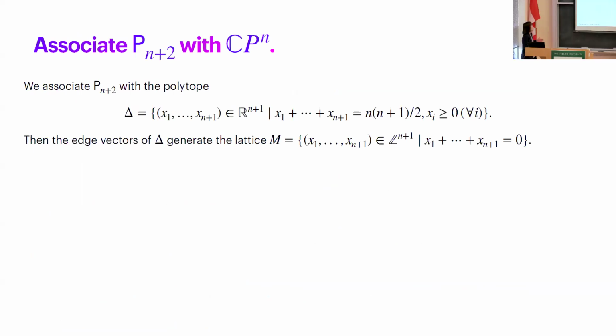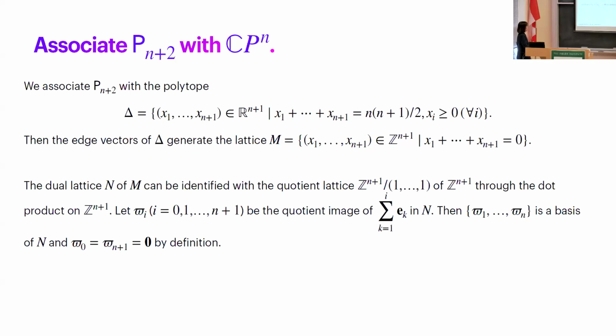Now we associate a polygon P with the complex projective space CP^n. So we first associate a polygon P with a polytope delta in R^(n+1), where the sum of x_1 through x_(n+1) is n(n+1)/2, and x_i is non-negative. Then we get a simplex. Then the edge vectors of delta generate a sublattice of Z^(n+1). Then the dual lattice N of M can be identified with the quotient lattice of Z^(n+1) by (1, ..., 1).